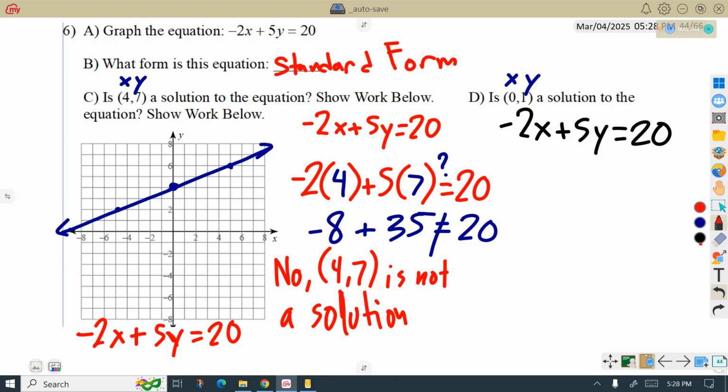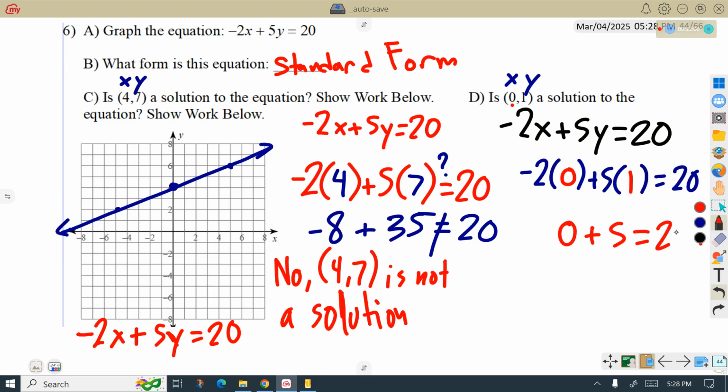Now over here on D, what we're looking at is negative 2x plus 5y, and then we're going to see if it's equal to 20. The numbers that we'll plug in will be these two again, so x equals 0 and y equals 1. Is this true? 0 times anything is 0. Is it true that 0 plus 5 equals 20? No, that's not true. So we will write no. 0, 1 is not a solution either. So that will be the idea.